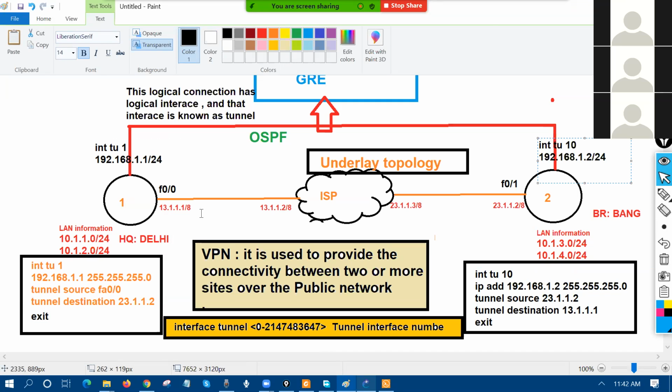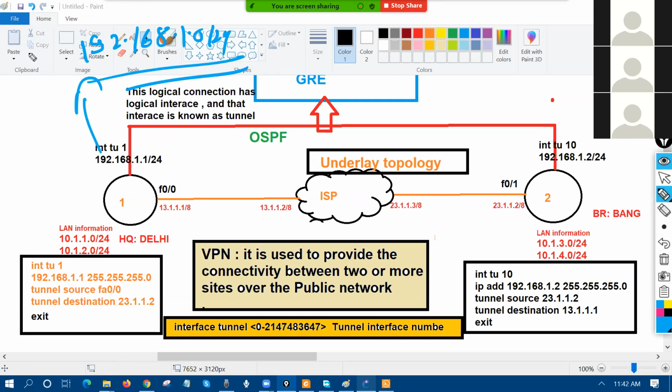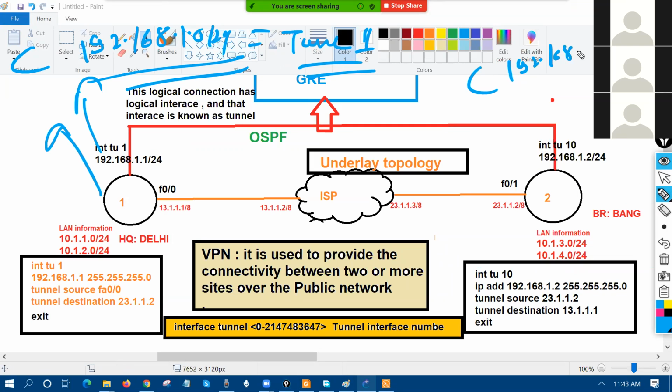And this tunnel will be a directly connected route for R1. The route will be 192.168.1.0/24. This will be directly connected for R1, and associated with tunnel 1. Same thing on R2: this will be a directly connected route, C 192.168.1.0/24, and that will be associated with tunnel 10. That's the identifier.